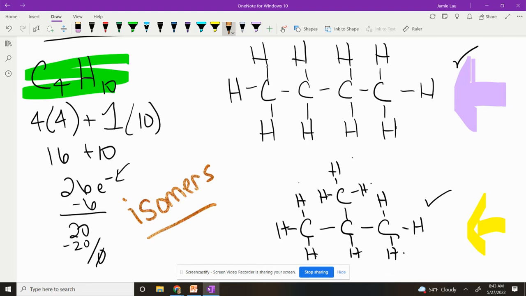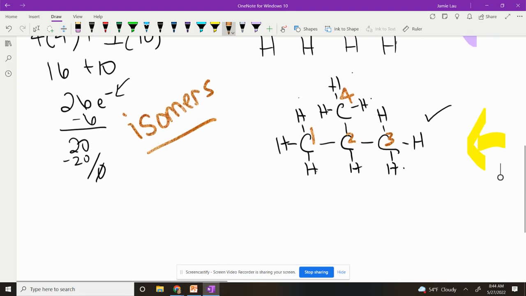And when I look at connectivity, this is what I'm looking at. In this first molecule, I have carbon 1 bonded to carbon 2, bonded to carbon 3, bonded to carbon 4. Here, I have carbon 1 bonded to carbon 2, bonded to carbon 3, but carbon 4, instead of being attached to 3 like it is up here, is actually attached to carbon 2. That difference in connectivity is what makes molecules isomers of each other.